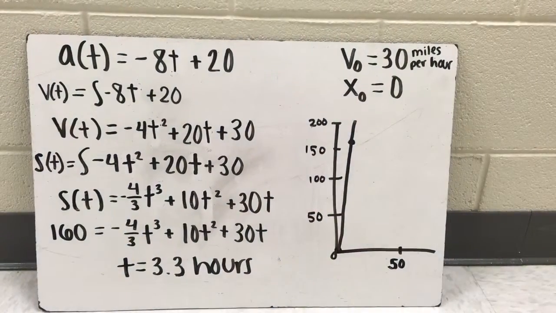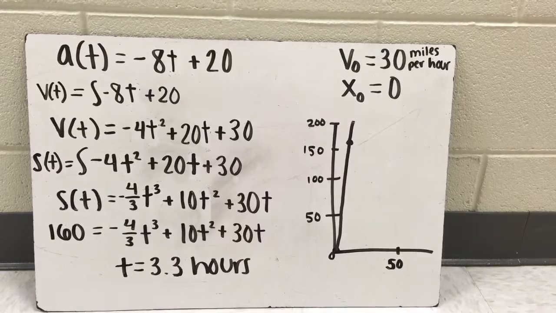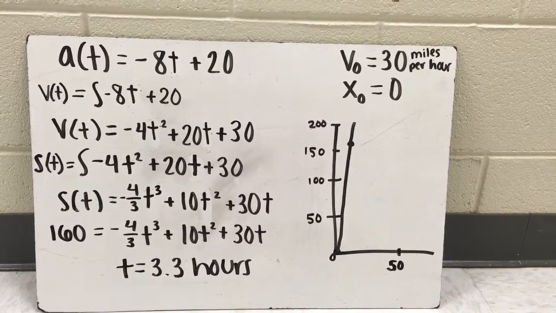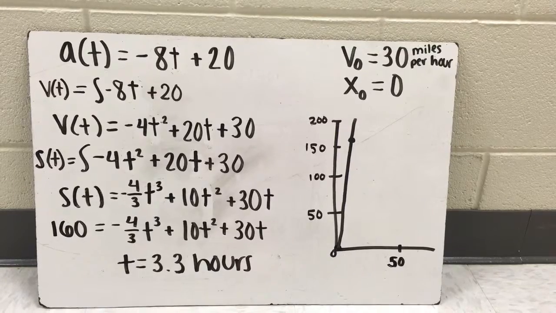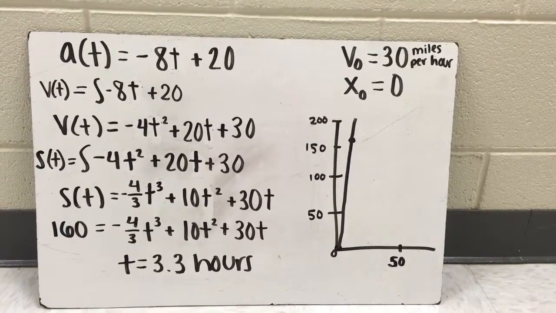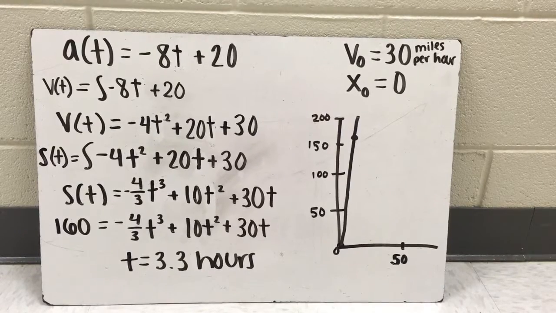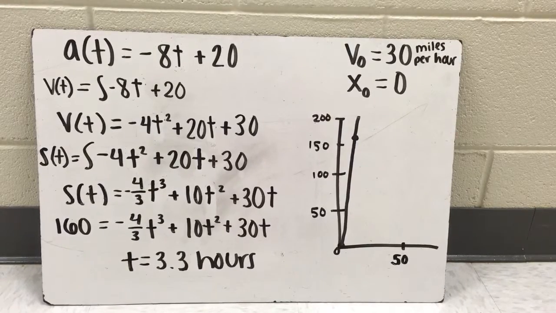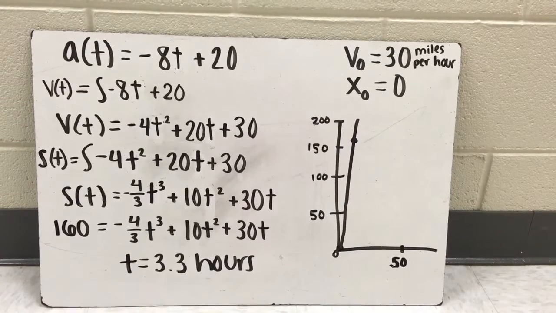beyond. The acceleration of the rocket is modeled by the equation A of t equals negative 8t plus 20. In order to find the position of the rocket, we must take the integral twice. If we know that the position of the moon is at y equals 160, we have to solve for t in order to find the time we should land from the interval from 0 to 6.21.